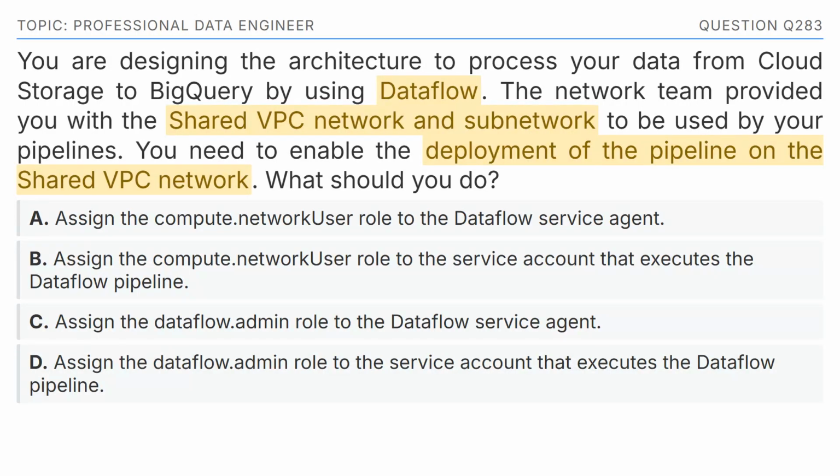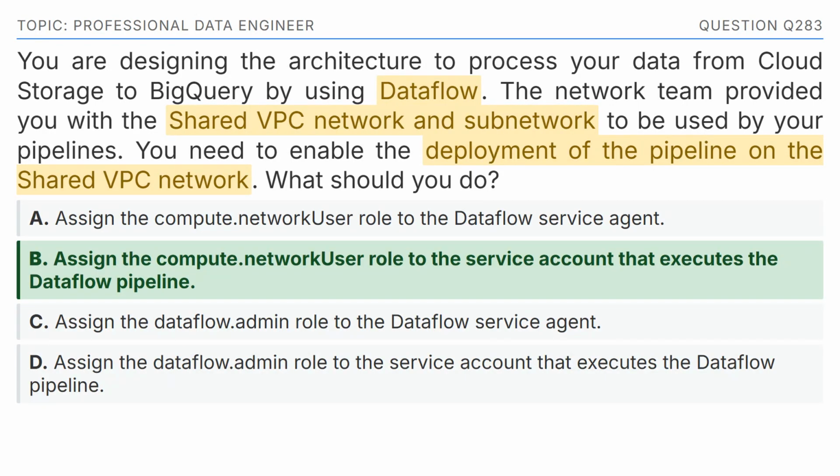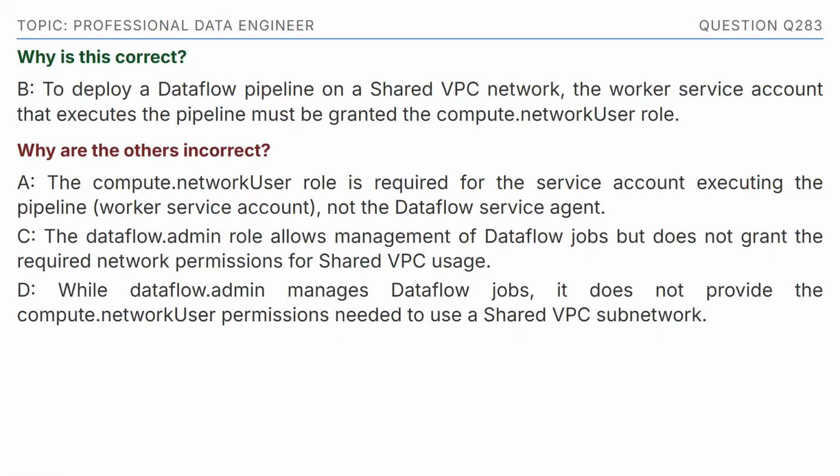To arrive at the correct answer, we focus on the keywords: Dataflow, shared VPC network and subnetwork, deployment of the pipeline on the shared VPC network. Correct answer is option B, assign the compute.network user role to the service account that executes the Dataflow pipeline. Why is this correct? To deploy a Dataflow pipeline on a shared VPC network, the worker's service account that executes the pipeline must be granted the compute.network user role.